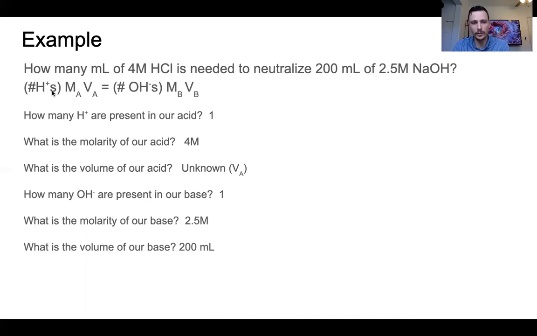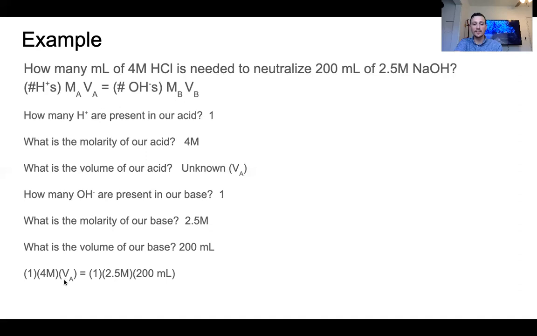So we plug in 1 for our number of acid hydrogens, and the molarity of 4 into MA. For the volume of our acid, what we're trying to find, we just keep it as our variable, VA. Then on the base side, we plug in 1 for the number of hydroxides, 2.5 molar for our molarity, and 200 milliliters for our volume. We end up with an equation that looks like this. We have 1 times 4 molar times our volume equals 1 times 2.5 times 200 milliliters.